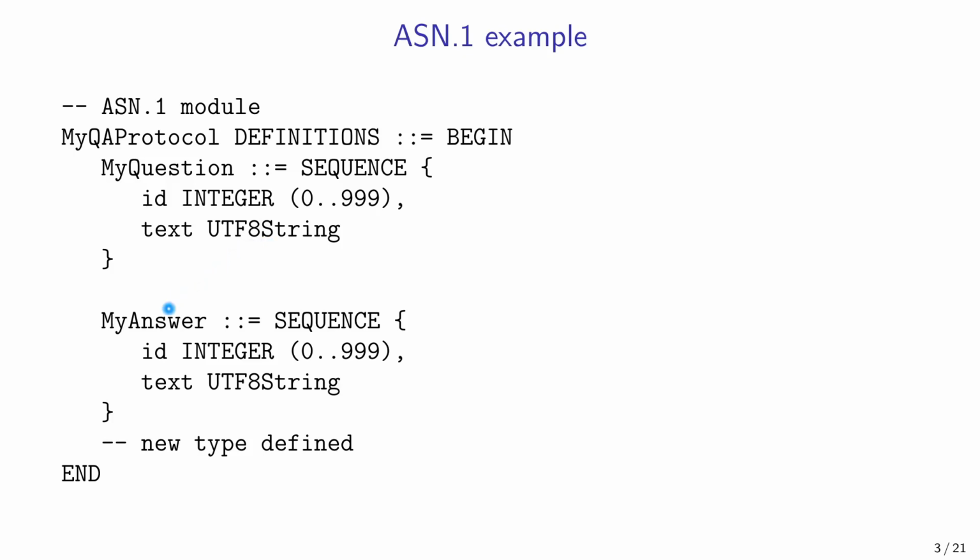And then we have the data structure my answer, which has the same fields, the field ID, which most likely contains the ID of the asked question here, and the text field, which contains the answer to the question asked here. A very simple example, but I think it gives you an idea of how to use ASN1 to describe fields of a protocol.